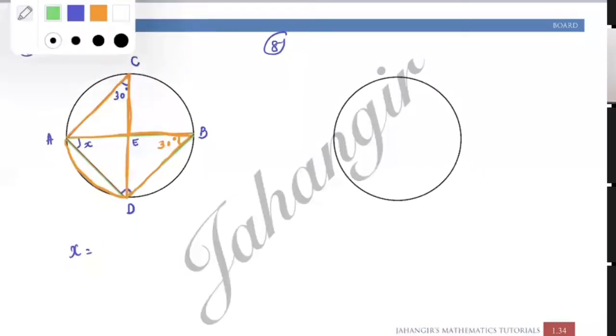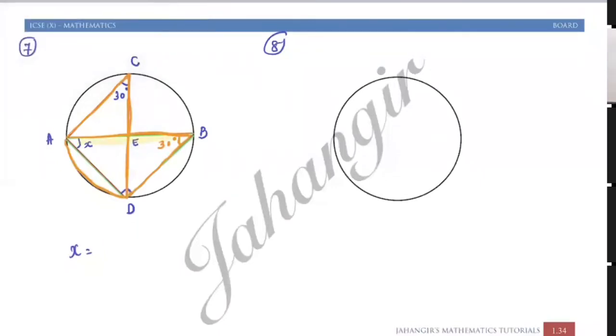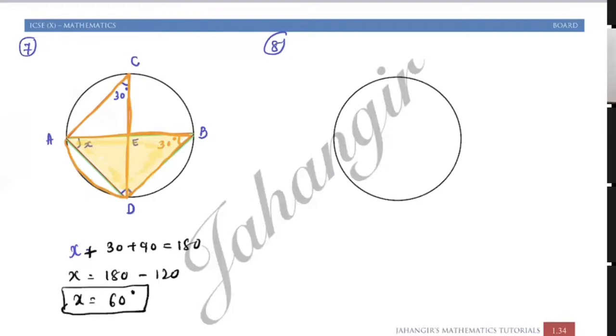But we want X. X is part of triangle ABD. So by the angle sum property of a triangle, X plus 30 plus 90 is equal to 180. So X is equal to 180 minus 120. X is equal to 60 degrees. Any doubt in this part?